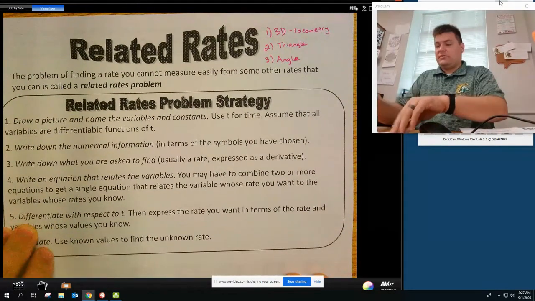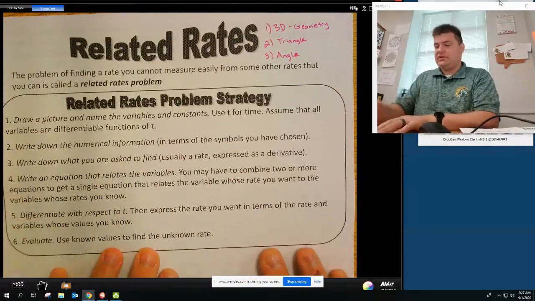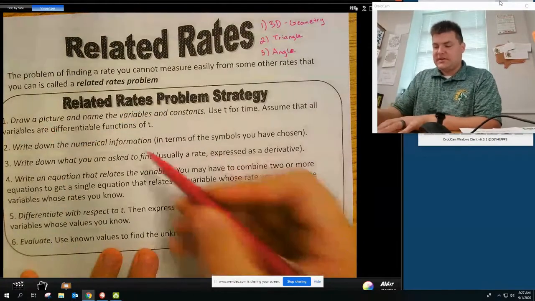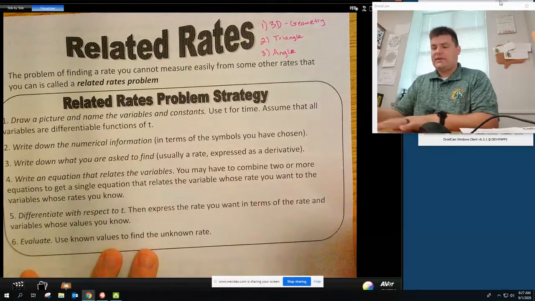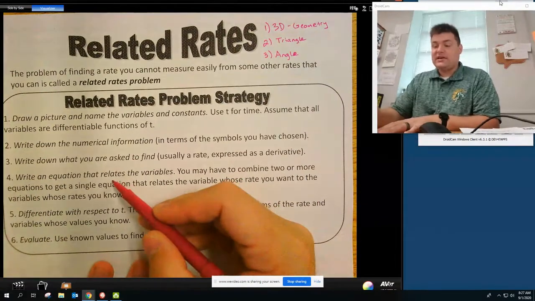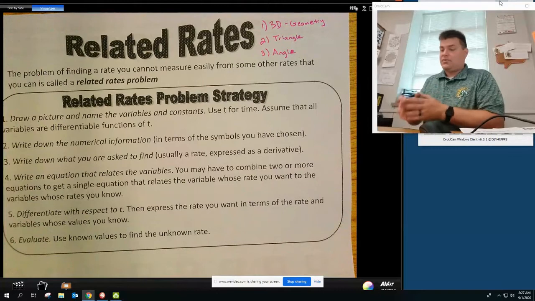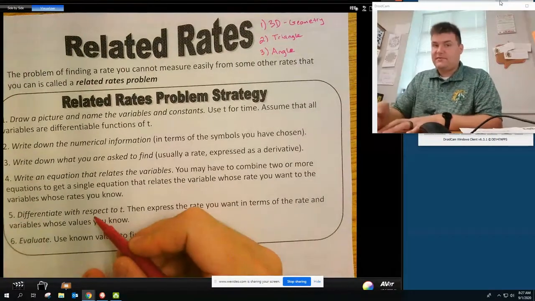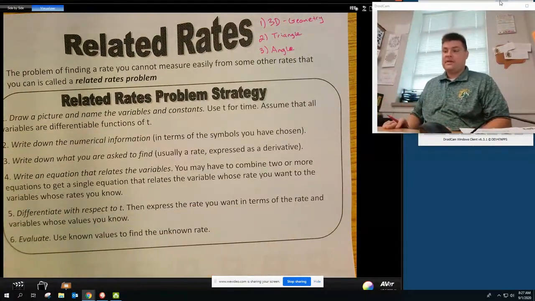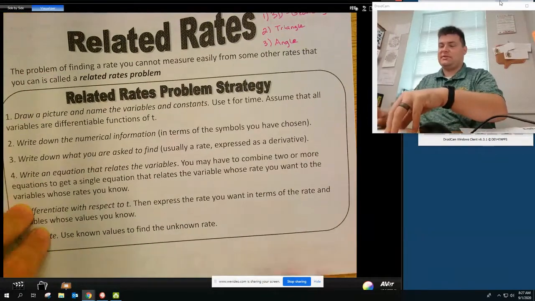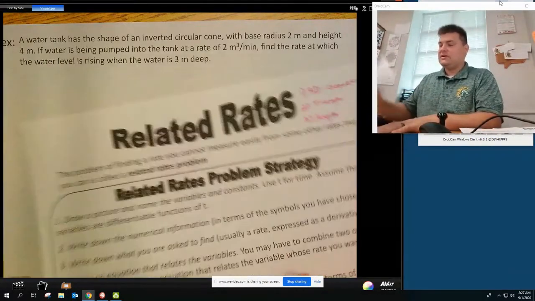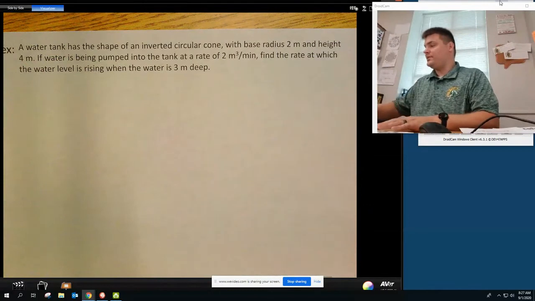Okay, so here are the steps. Essentially, you're going to draw a picture, state what you're given, state what you're going to find out, and figure out whatever the equation is. So those are the first four steps. That all can get done pretty quickly, and then all you're going to do is find the derivative and then plug stuff in to find the answer. It's not that bad, I promise. For some reason, this can get a little scary for some students, so I'll walk you through this here.